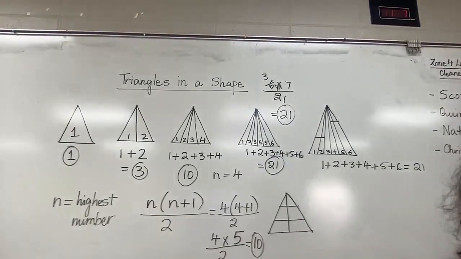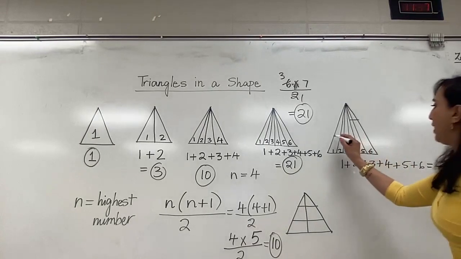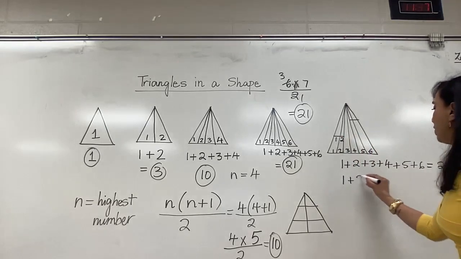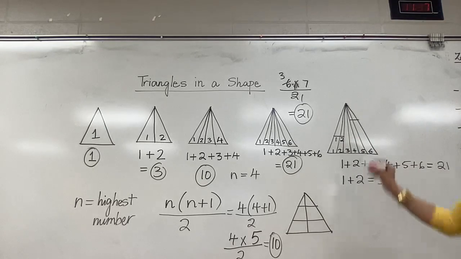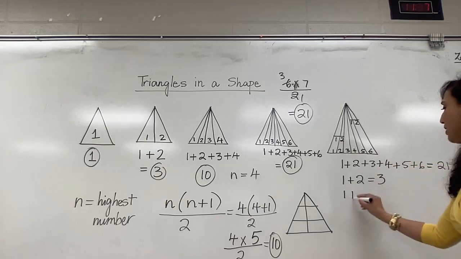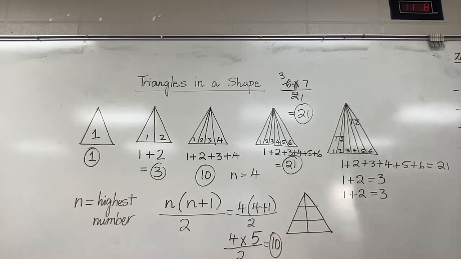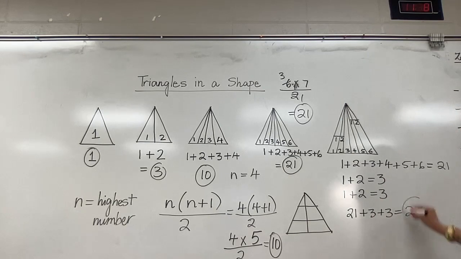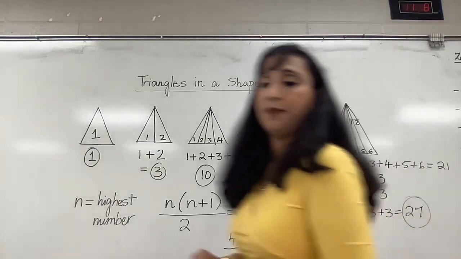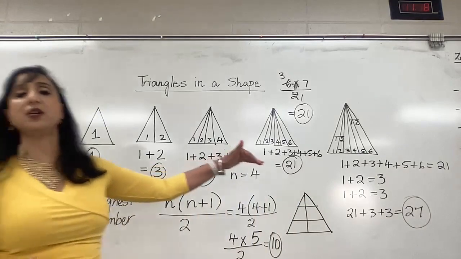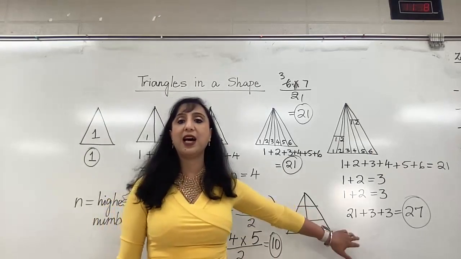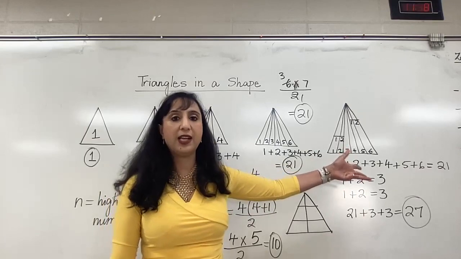And then the next thing I'm going to do is count these bases, okay? So I have over here 1 and I have 2. So 1 plus 2 gives me 3. And then I have another 2 here, 1 and 2. So that is another 1 plus 2 that gives me 3. And so ultimately all I'm doing is taking the 21 plus 3 plus 3. And I have 27 triangles in this shape. So how simple it was, you're just counting the bases, you're adding them up together, and that tells you how many triangles are in that shape. Okay, so pretty clear cut and simple, all right?